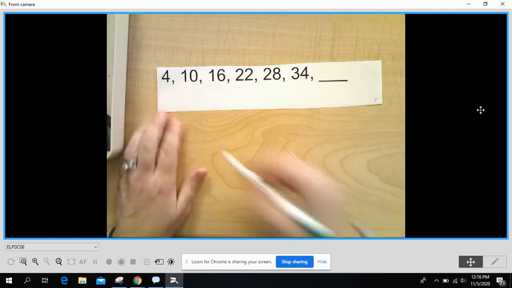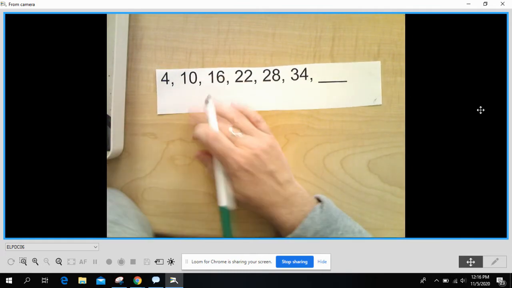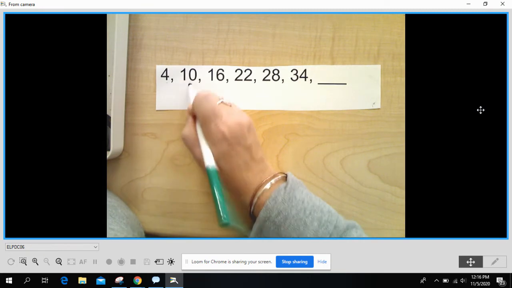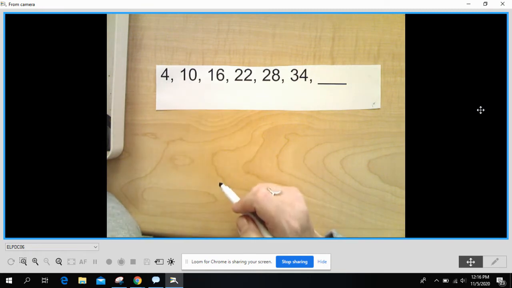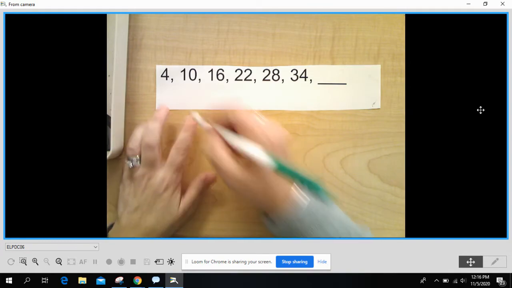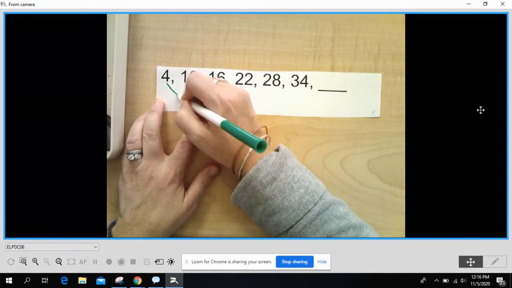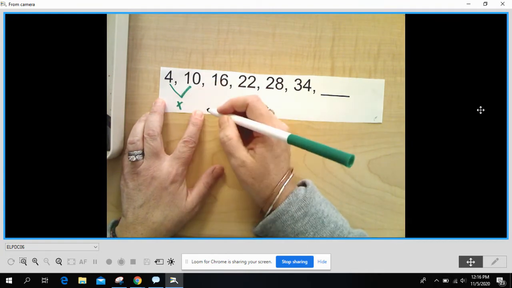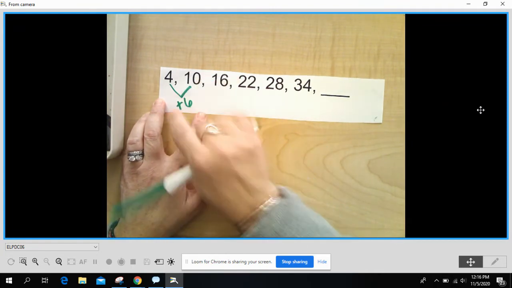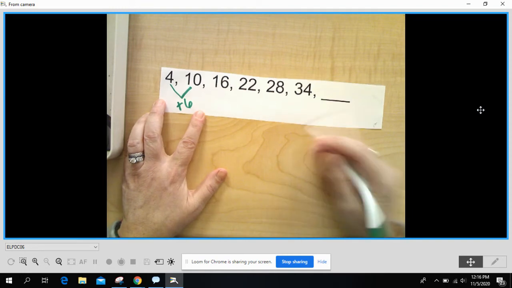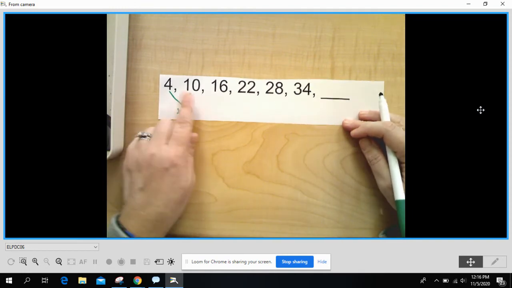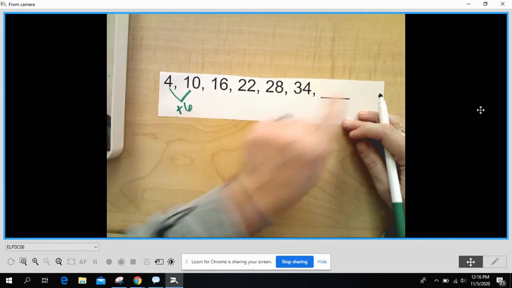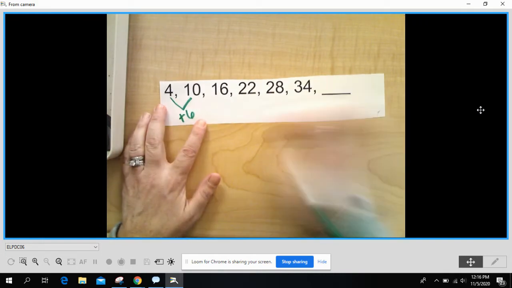Okay, so let's see. I go from 4 to 10. What happens to 4 for me to get to 10? Can you think? Well, it's growing, it's increasing. So for me to get from 4 to 10, I need to add what? 6. And there's my plus sign right there, plus 6. Let's see if this works all the way along this string of numbers for me to fill in right there.